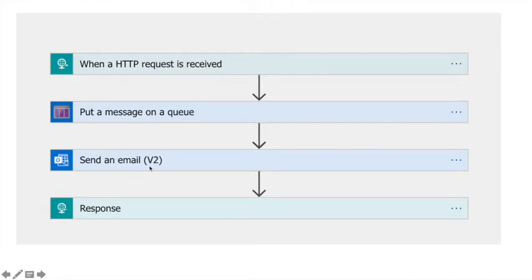If it is not there, you can create a free account on outlook.com to make this demo successful. And I need one queue, so for that I have to create one storage account. So let us start the demo part.